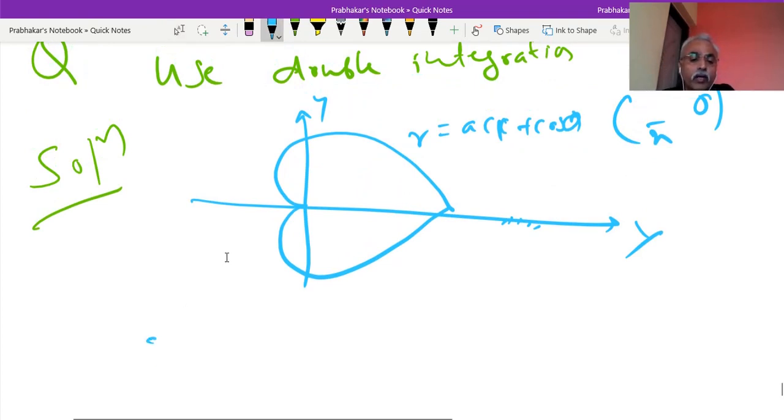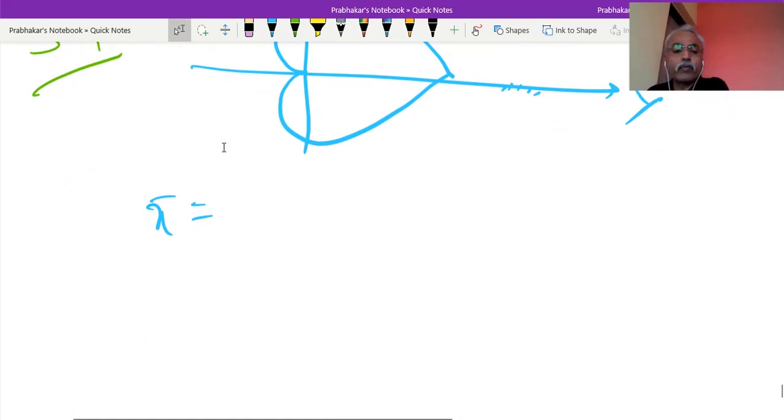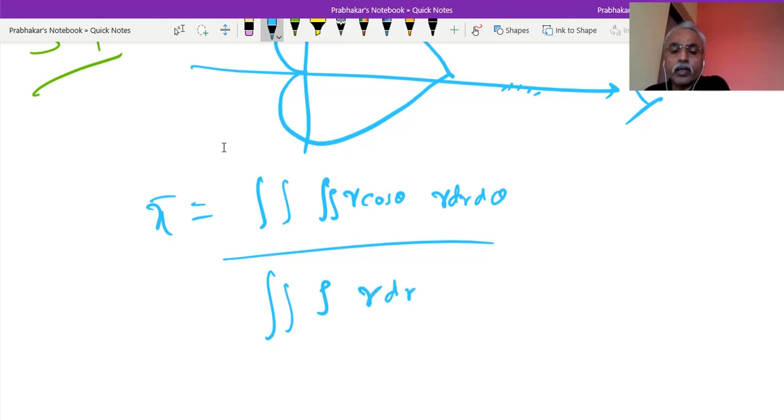Now, to find x bar, just like Cartesian coordinates, you have got a formula here, very, very similar. Of course, double integration. Instead of x, it is r cos theta, and instead of dx dy, it is r dr d theta. Similarly, in the denominator, it is rho into r cos theta. Here it is just rho dx dy. Instead of dx dy, it is r dr d theta.